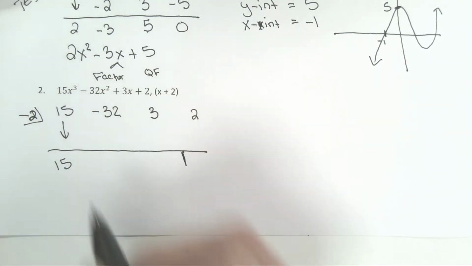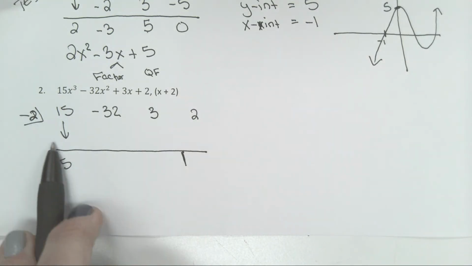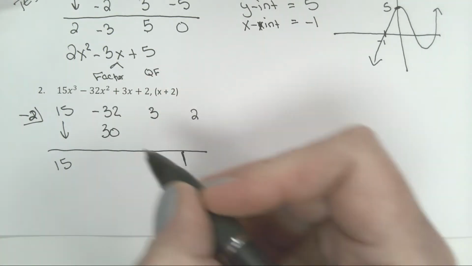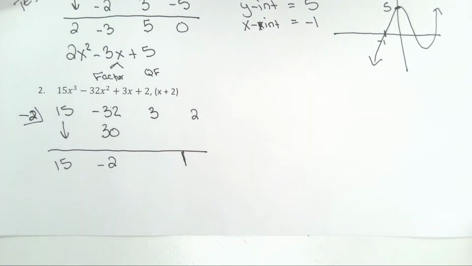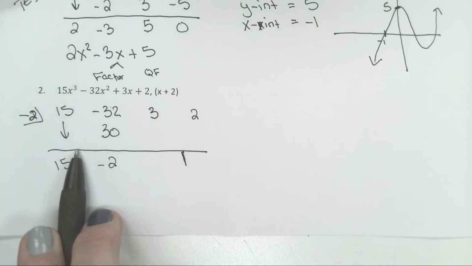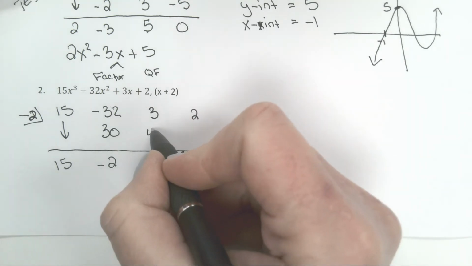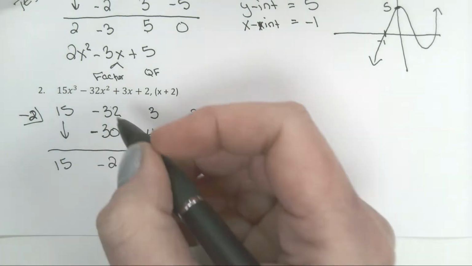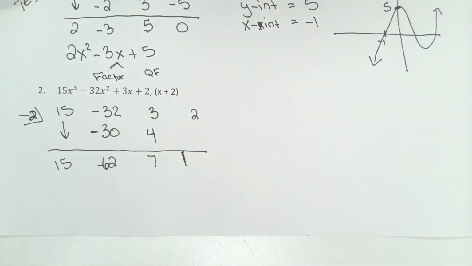Your first number comes straight down. Multiply, -2 times 15 equals 30. Add down, that adds up to -2. Now multiply, -2 times -2 equals 4. Add down, you get a 7. All right, and then I'm going to backtrack and I'm going to correct my mistake. I'm sorry. Let's make that a -30, and when I add down, that's a -62.